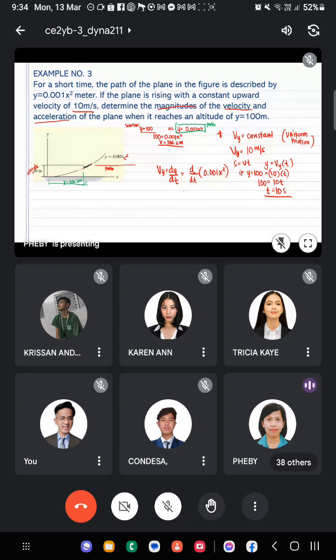So, velocity y is 10. And when we differentiate the 0.1, this will be 0.002 x dx with respect to time, di ba? With respect to time. So, 10 is equal to 0.002 x dx over dt, which is velocity. So, dx over dt is velocity x.